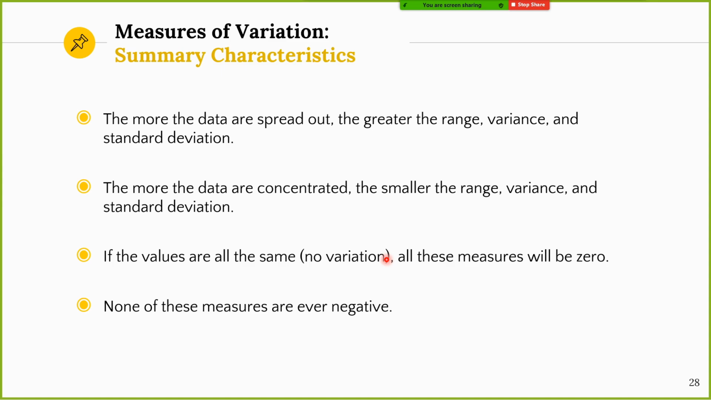There is no variance. All the values are the same. So if the value is 16, we have 10 frequency. All of these 10 frequency, we have the number 16. So the mean also will be 16. So there is no range. No range. All these measures will be 0. Okay. So none of these measures are ever negative. So we won't find the standard deviation being negative. No.